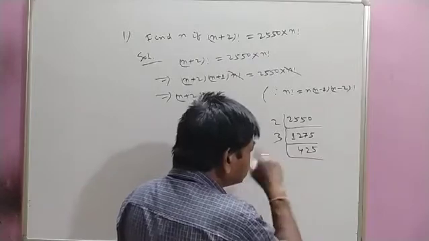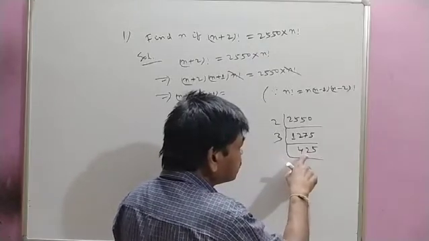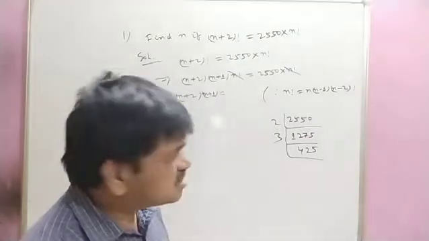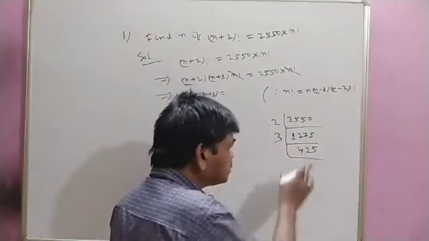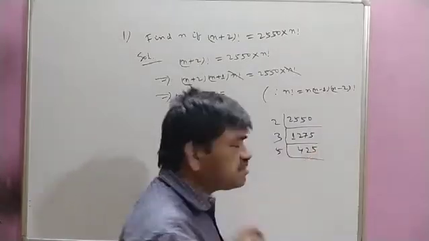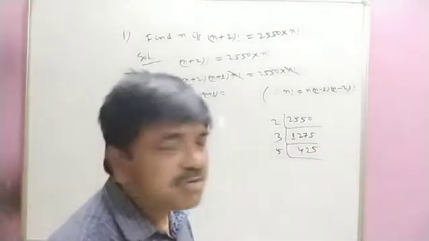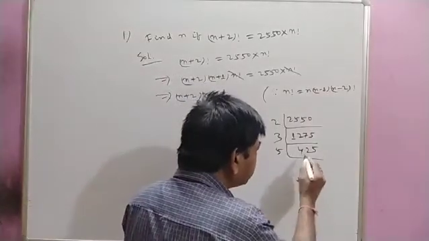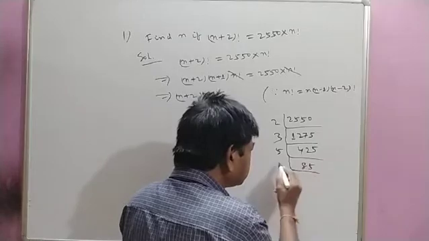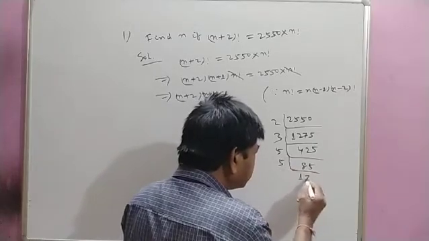Now again the sum is what? 4 plus 2 is 6, plus 5 is 11. So 11 is not divisible by 3. Since the sum is not divisible by 3, it is not divisible. So the next factor is 5. If the unit place is 5, then that must be divisible by 5. So 5 8 is 40, then 5 5 is 25. Again this is divisible by 5. So the remainder is 17.